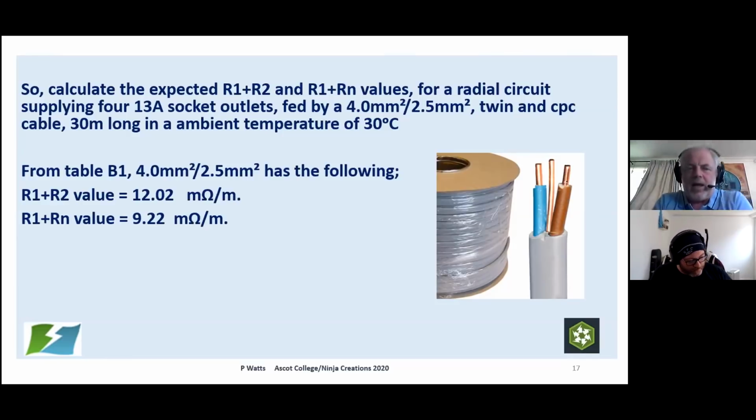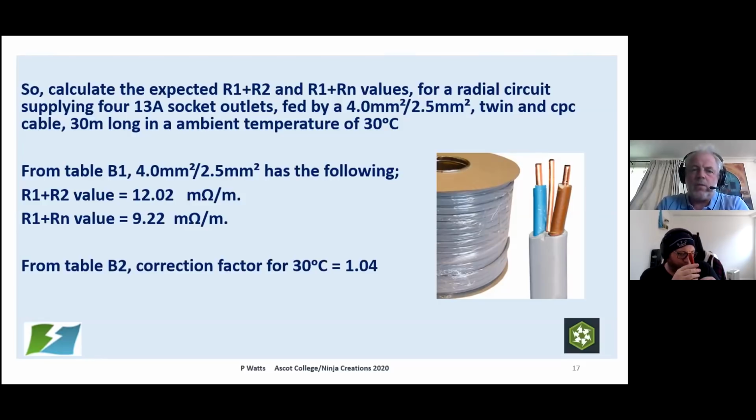We've got an ambient temperature of 30 degrees C, so we go to table B2 and we look for the correction factor. The correction factor from table B2 is 1.04 for 30 degrees C. So we've now got the values for R1+R2, we've got the values for R1+Rn in milliohms per meter, and we've got the correction factor.